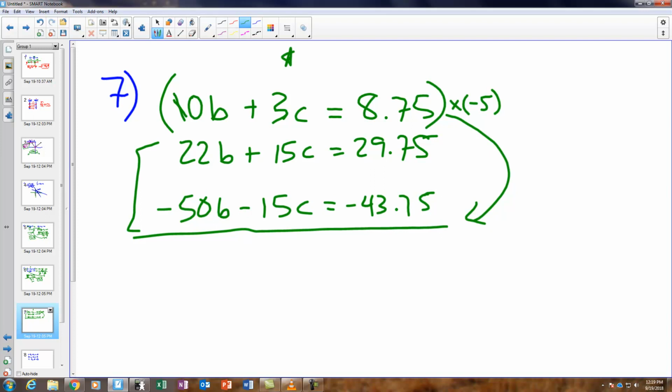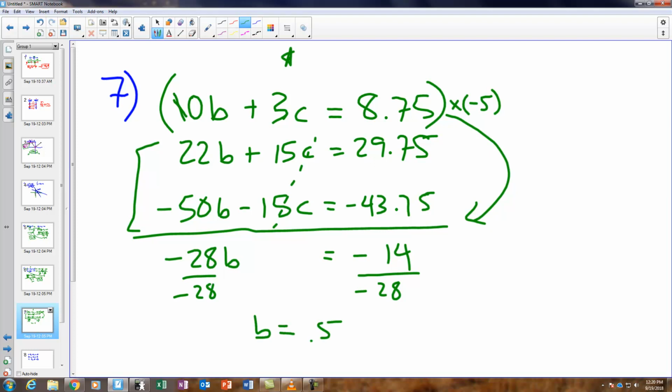The rewrite of number 1 and the same thing I already had here becomes negative 28b. The c's cancel, right? And I get equals negative 14. If I divide by negative 28, b should come out to 0.5, meaning it's 50 cents, okay?